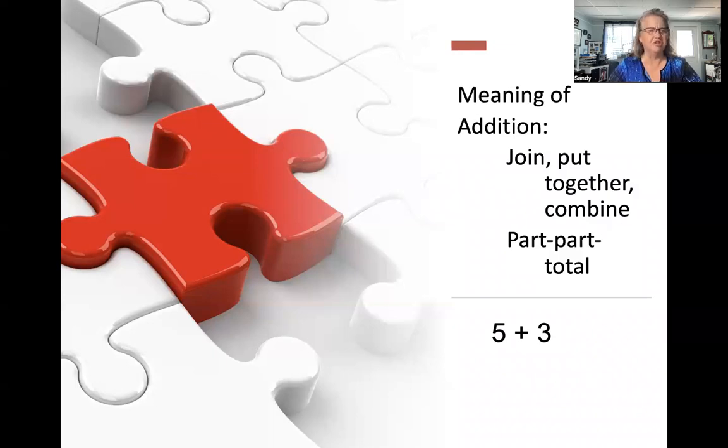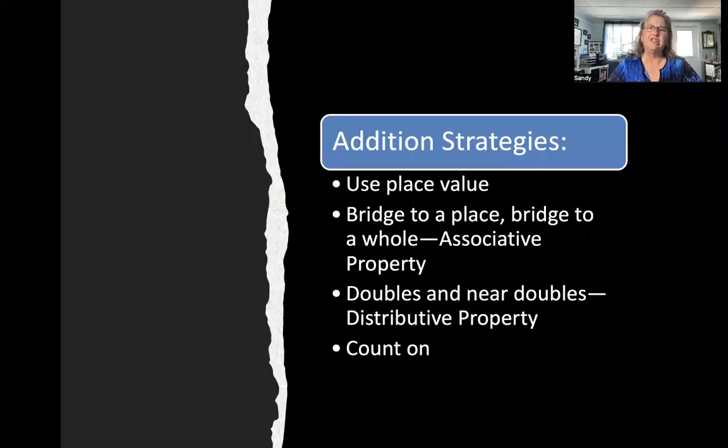So when you're working with your children at home and you see these symbols, try reading them using that language of put together, joining, combining, the language of the story problems so that they get used to that. We also use and, right? 5 and 3.